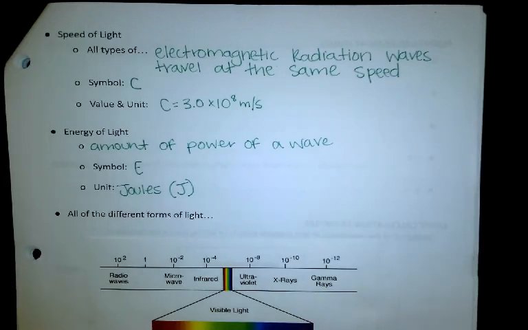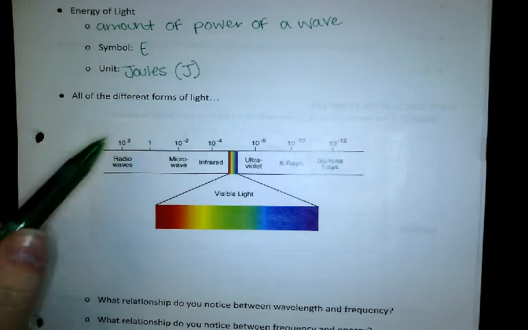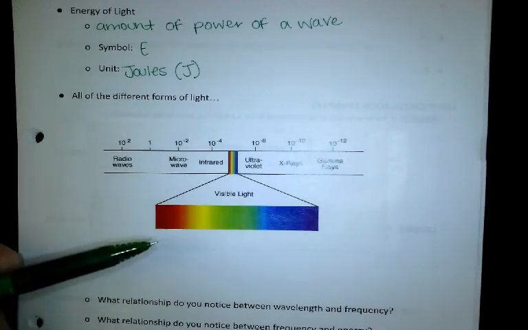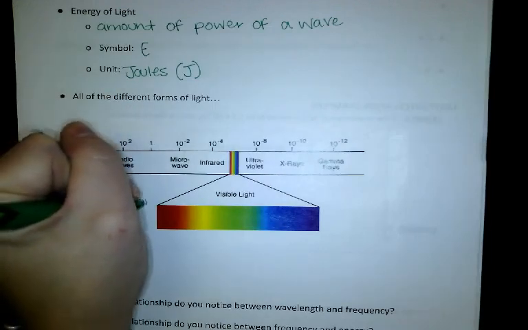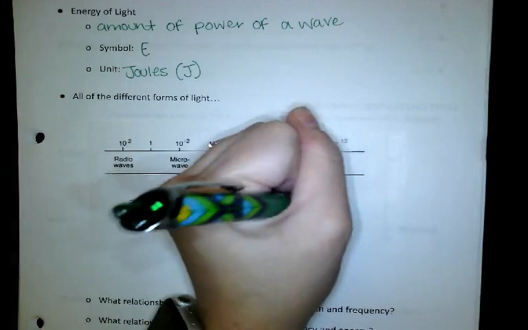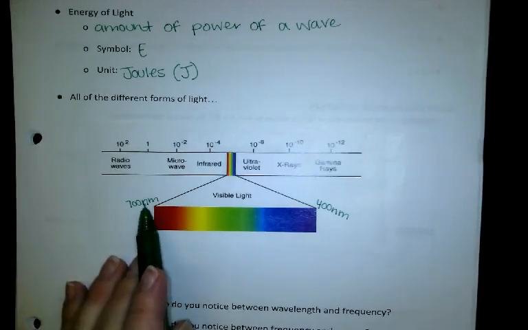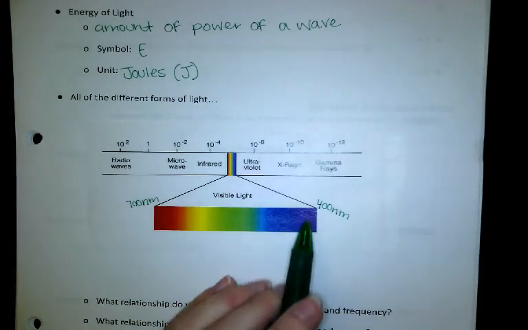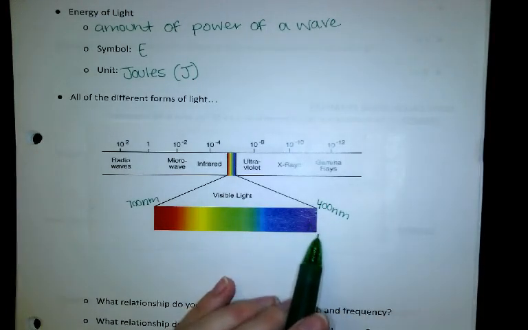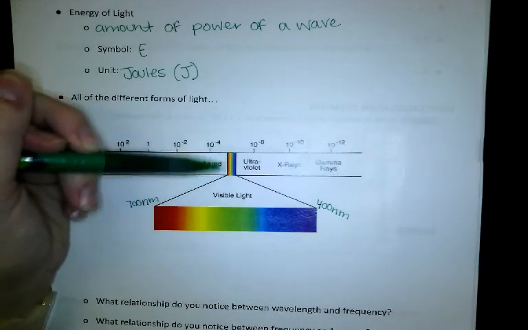Now let's talk about the different forms of light. The visible light spectrum is from 700 nanometers to 400 nanometers. Now remember, these nanometers are measuring wavelength. So 700 nanometers is what we see as the color red, and 400 nanometers is what we see as the color violet or purple. Now this is a very, very small fraction of the actual electromagnetic spectrum.